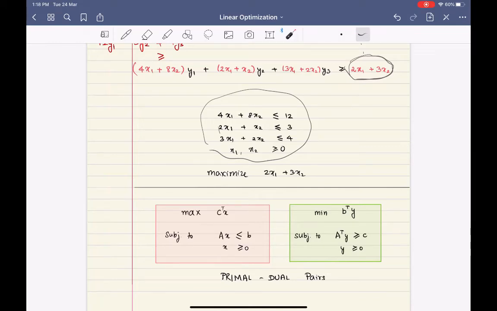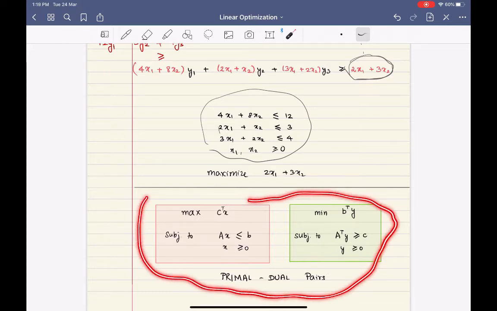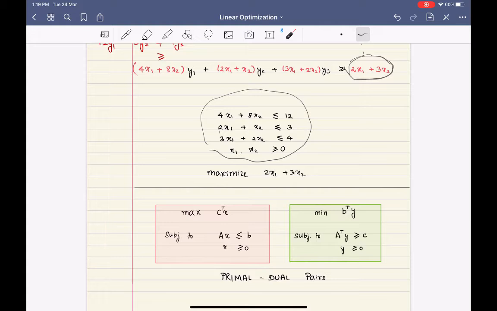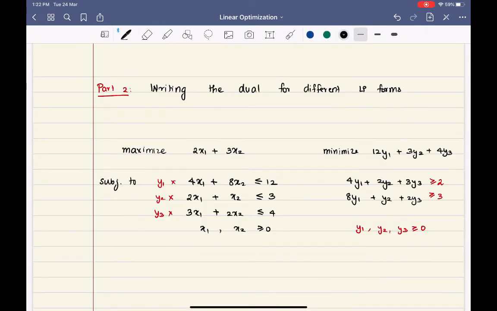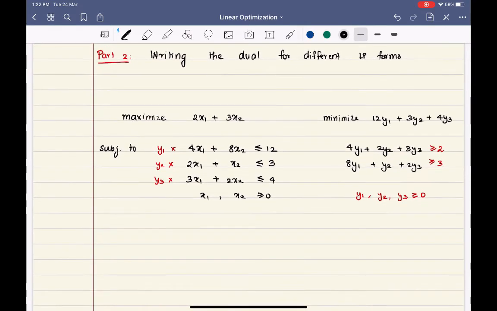So here is the message of this part of the video, which is the fact that these two LPs are called primal dual pairs. Okay, so now we move on to the next part where we will see how to write the dual for various other forms. Here there was a specific form. We will try to write the dual for different forms. So we will explain this with an example. So this is the original thing that we had from before.